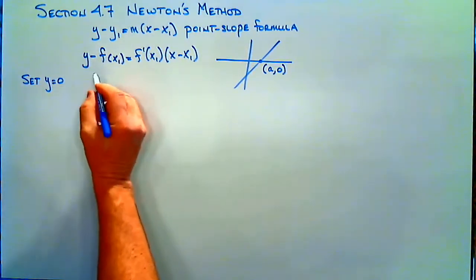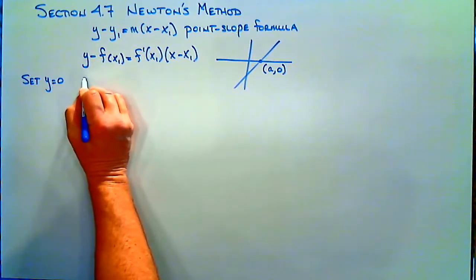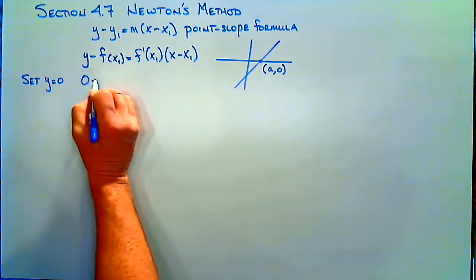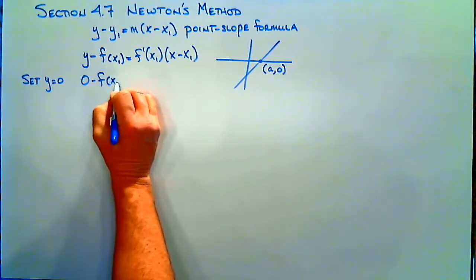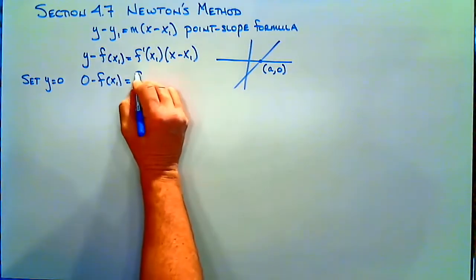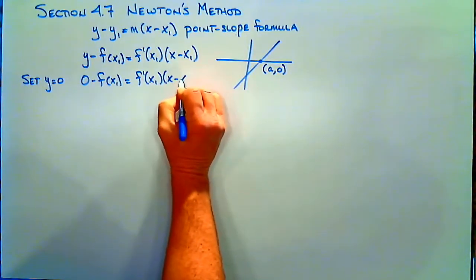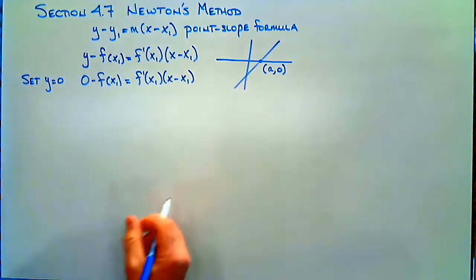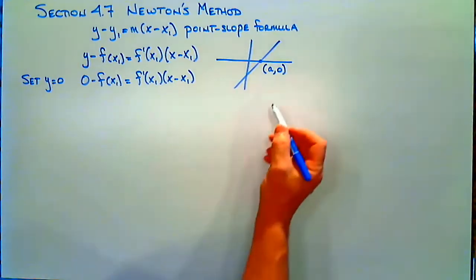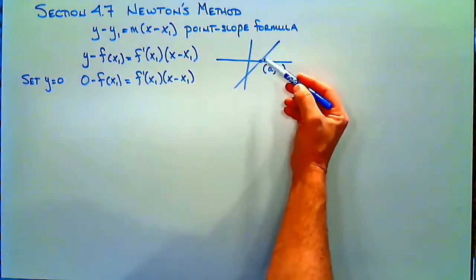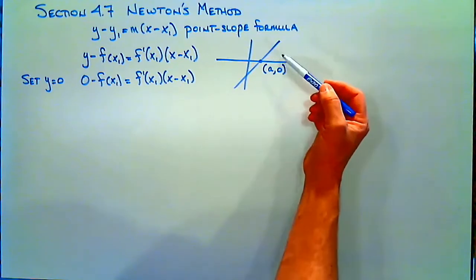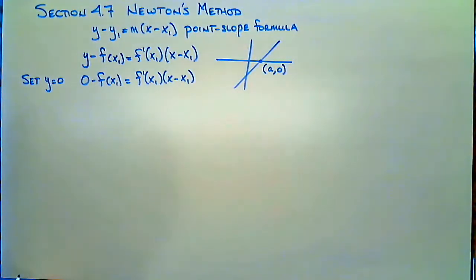If we do that, what are we left with here? We're left with 0, right? 0 minus f of x sub 1 equals f prime of x sub 1 times x minus x sub 1. Right? All we've done is set y equal to 0. And our justification for that, again, remember, is that we're looking for roots. Roots are x-intercepts. Y always equals 0 at x-intercepts. Y is always 0 there.